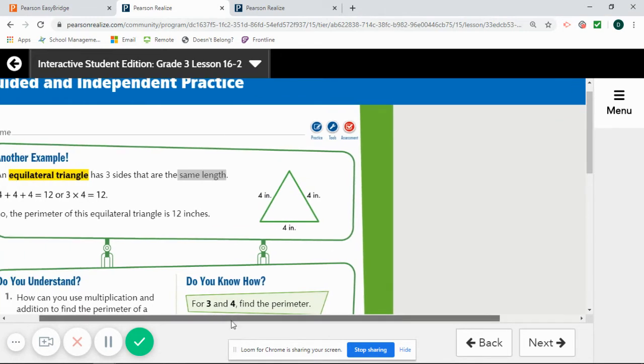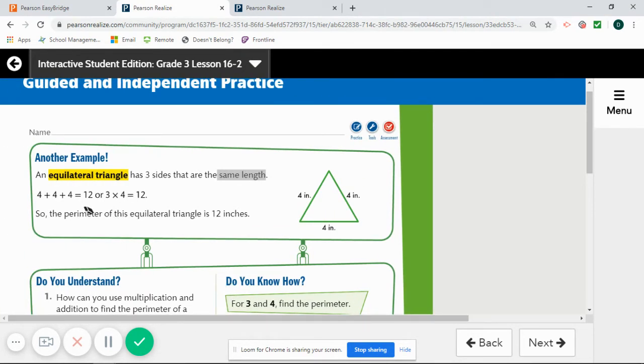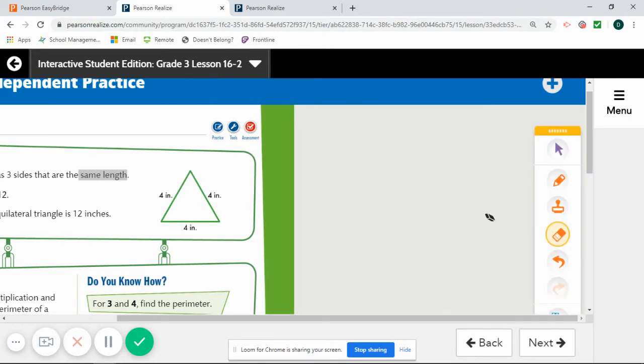4 and 4. So if you guessed 4, you would be correct. And in order to get the perimeter of this equilateral triangle, you do 4 plus 4 plus 4 equals 12, or 3 times 4 equals 12. So the perimeter of this equilateral triangle is 12 inches.